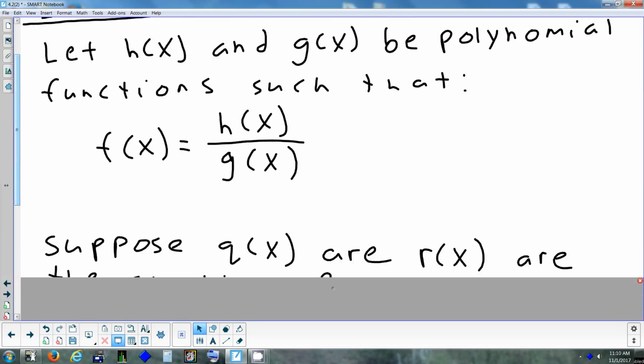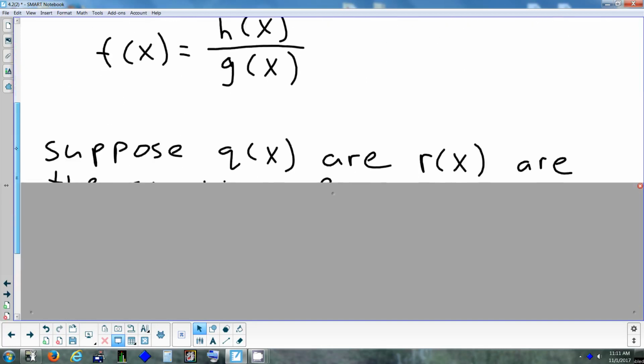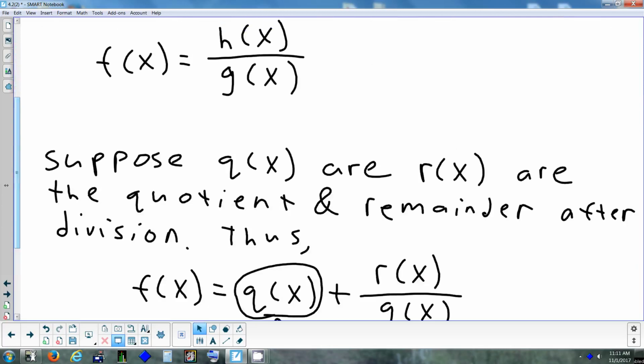I can't just say the quotient is a number and the remainder is a number. It might not be a number. Sometimes the quotient has letters in it. If you just divide numbers, then you only get numbers in the quotient. But when you divide things with letters, sometimes it has a letter. So q of x is the quotient. r of x is the remainder. Well, last week we saw this formula: f of x equals your quotient plus your remainder over your divisor.